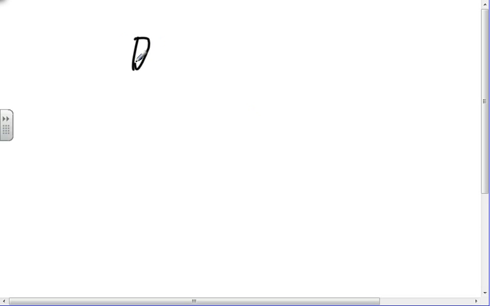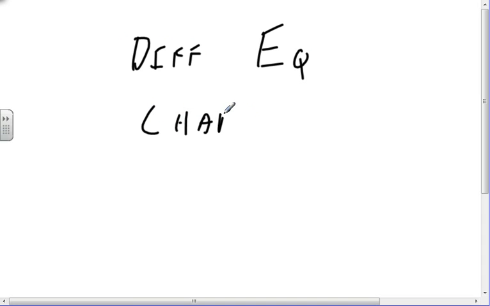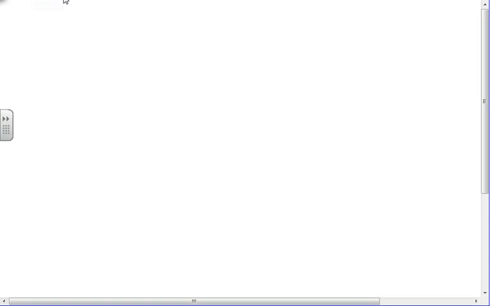This is a differential equation class, and we're in chapter 1 of the book. And we're doing section 1-1. And it has to do with modeling of differential equations.